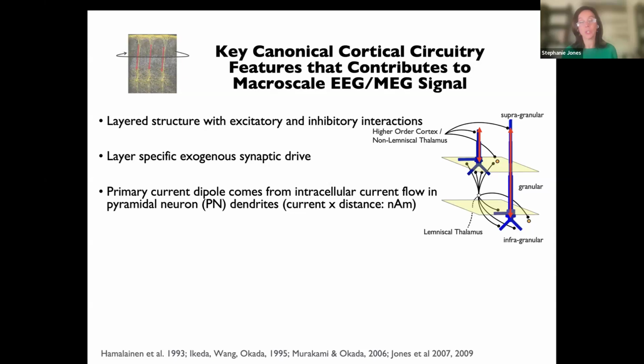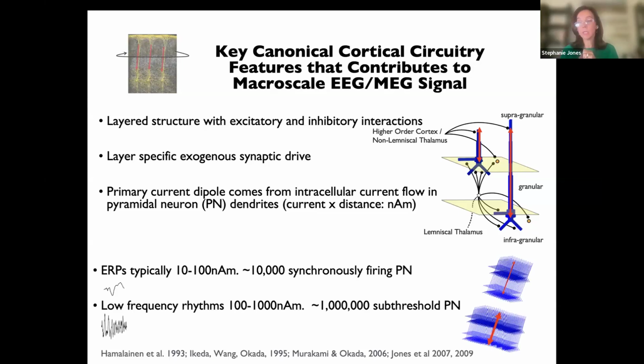And with this construction, the units that come out of the model are current times distance, nanoamp meters. That's the same unit that you get from your source localized EEG or MEG signal. So we have one-to-one comparison between the output of the model and our source localized data. And this proves to be a very powerful way to start to develop and test predictions on how these signals are generated by the underlying circuits.